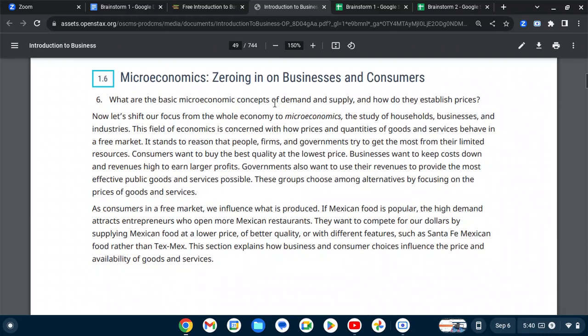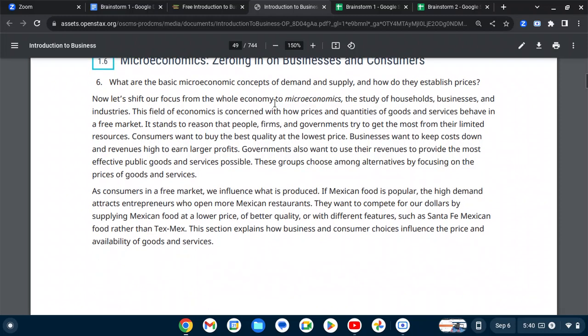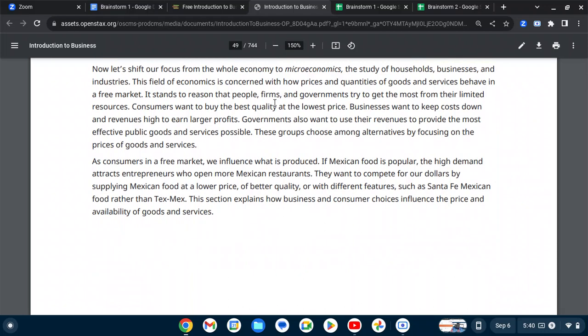1.6. Microeconomics, zeroing in on businesses and consumers. What are the basic microeconomic concepts of demand and supply, and how do they establish prices? Now let's shift our focus from the whole economy to microeconomics, a study of households, businesses, and industries. This field of economics is concerned with how prices and quantities of goods and services behave in a free market.